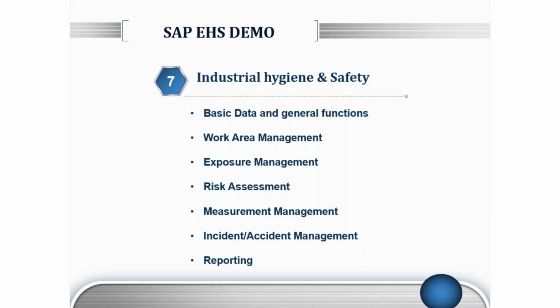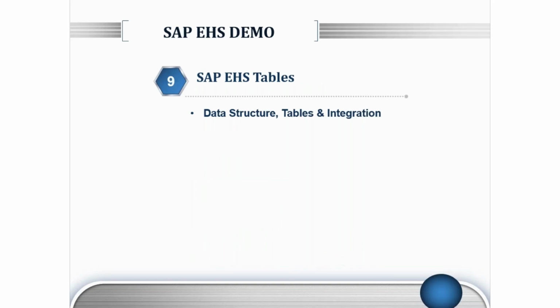And like I told you, industrial hygiene and safety is a very vast component. It will cover a lot of concepts related to EHS. And I'll also tell you about some integration concepts: what are the tables we find in SAP EHS, the data structure, and some technical concepts wherever required. So this is what we are going to learn in the SAP EHS module.